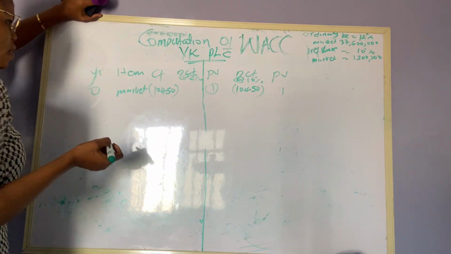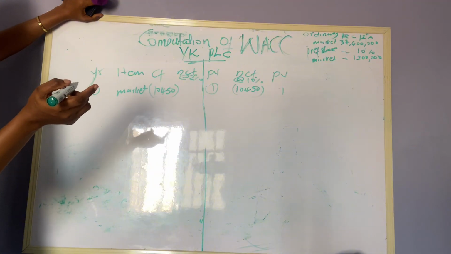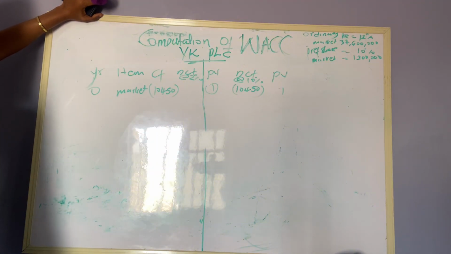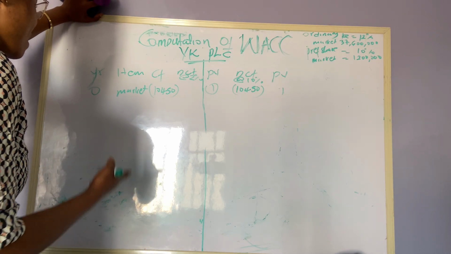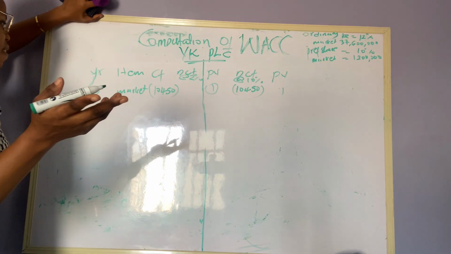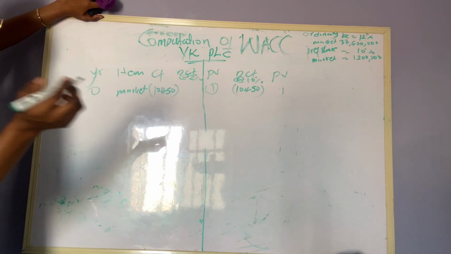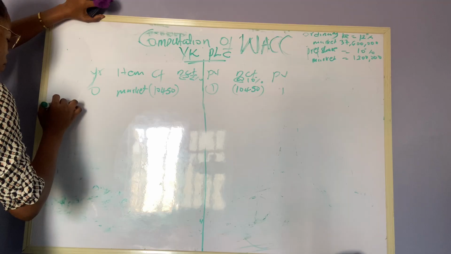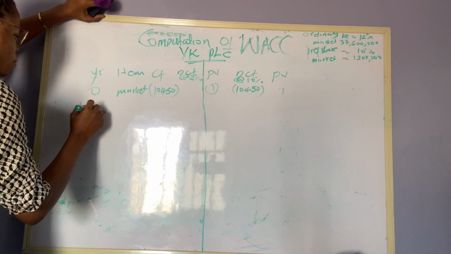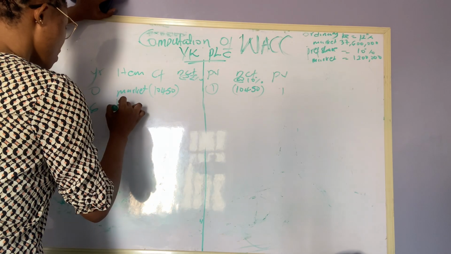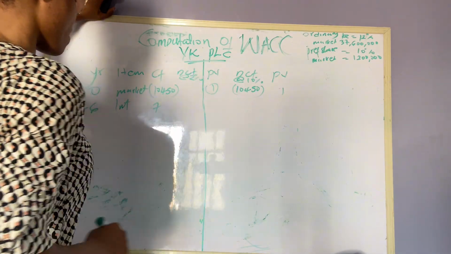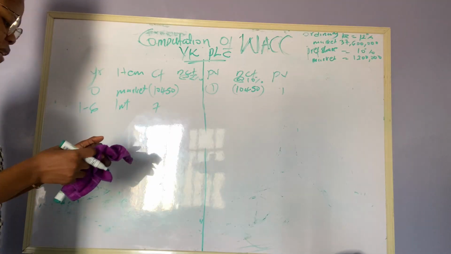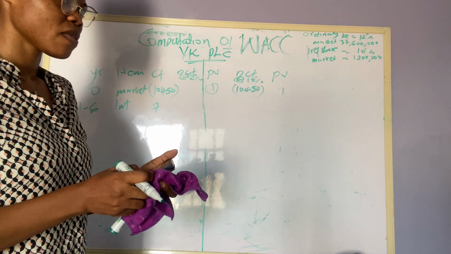Okay, our first one is going to be interest. That's annual interest, year 1 to 6. Our annual interest was 7 naira, and for year 1 to 5 using the annuity factor, what did we get earlier? Was it not 5 points?